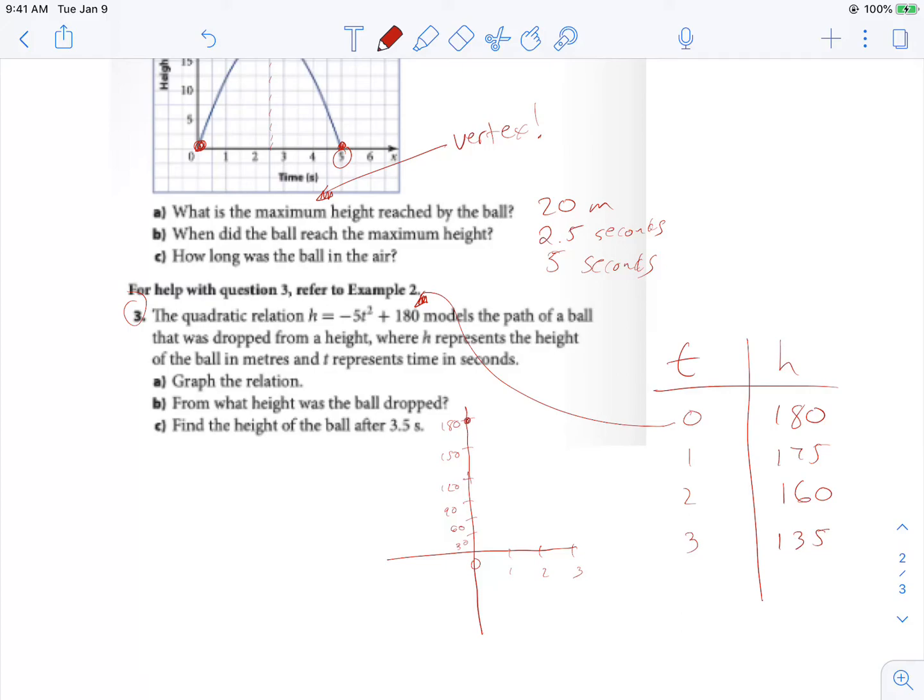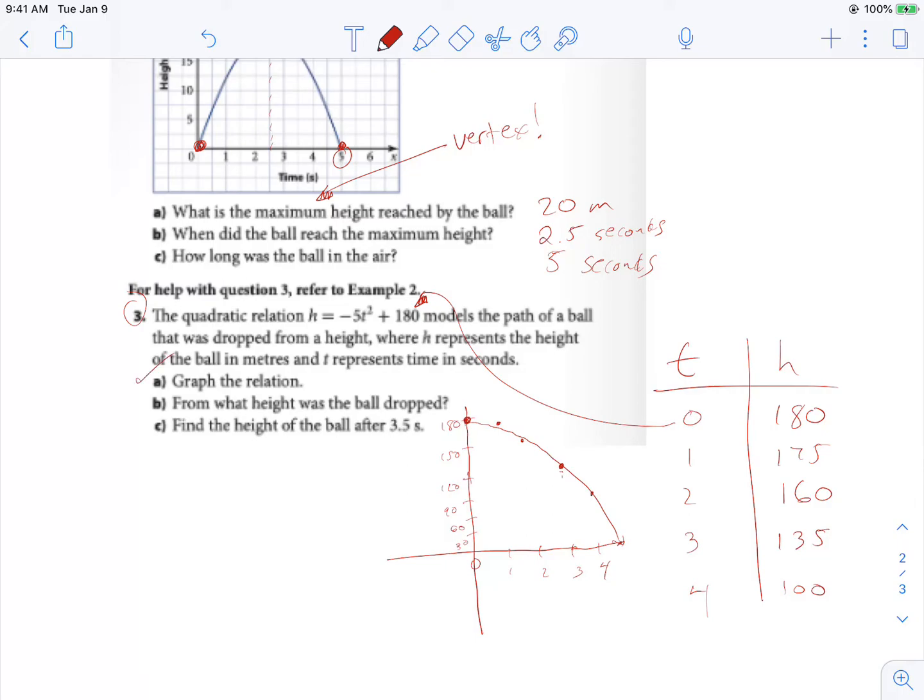So our first point was at (0, 180). Our next one was at (1, 175), so pretty much right there. 2 was at 160, kind of like that. And then 3 was at 135. So you see that it's dropping off relatively quickly there. And then let's take a look at just one more, just for fun. This one would be at 100, so at 4 seconds, it's at 100, which will be right down here. So you see that it's starting to curve down, and eventually it's going to hit the ground, and that's why we have a parabola. So graph the relation is done.